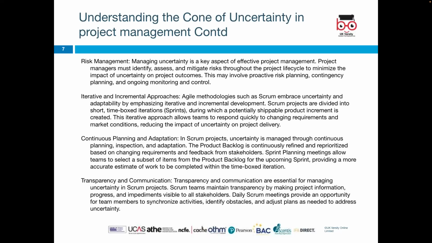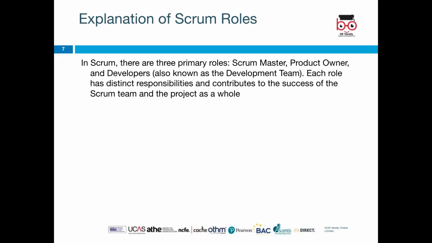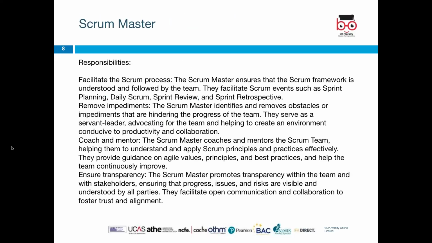The next one is transparency and communication. Transparency and communication are essential for managing uncertainty in Scrum projects. So we also have Scrum rules. What are Scrum rules? We've looked at them before. There are three primary roles: Scrum Master, Product Owner, and Developers, also known as the development team. Each role has a distinct responsibility and contributes to the success of the Scrum team and the project as a whole.